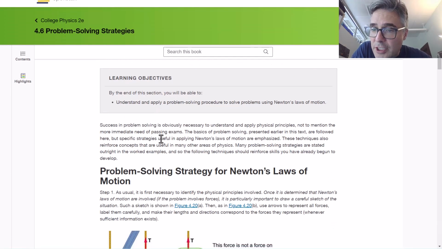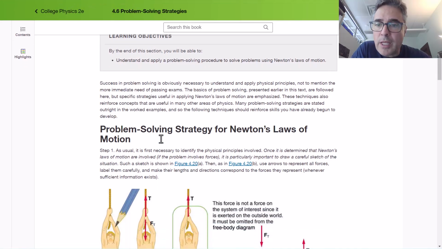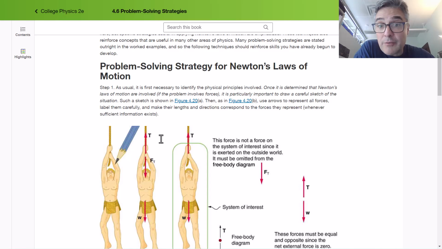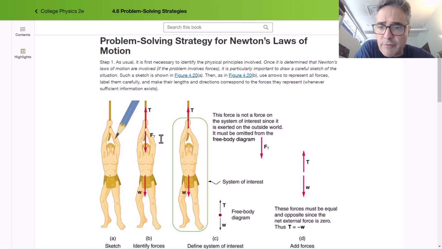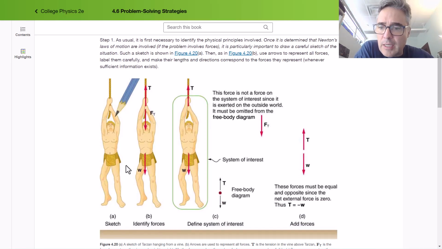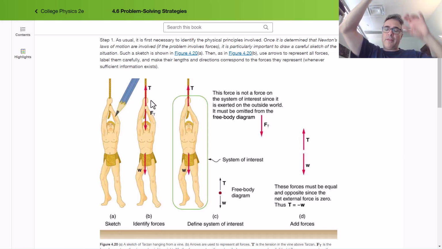And lastly, section 4.6 is a short one, giving you a couple of very useful hints for solving problems that involve Newton's laws of motion. So here is a sketch of Tarzan who's pulling on a vine or something. So you can imagine Newton's third law. If he's pulling downwards with his hands on this vine or rope, well, then there's a tension force pulling upwards on Tarzan. There's also the weight of Tarzan if he's suspended in midair.